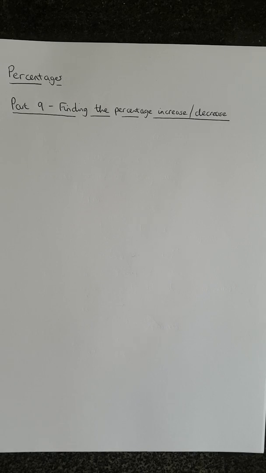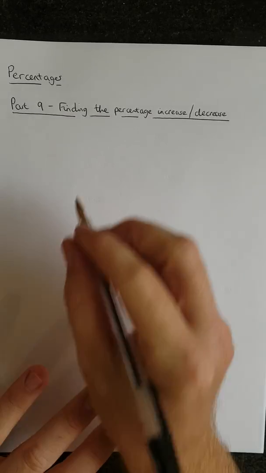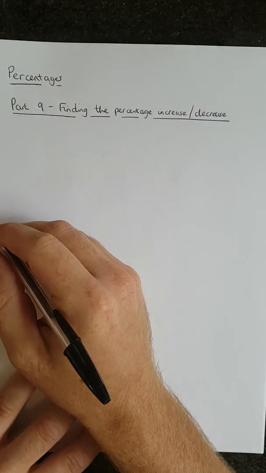So, what we've done so far is we've looked at in the previous 8 parts what a percentage is, how you find a percentage with a calculator and without, how you do increases and decreases, and then how you reverse them. What we haven't done is looked at this situation.